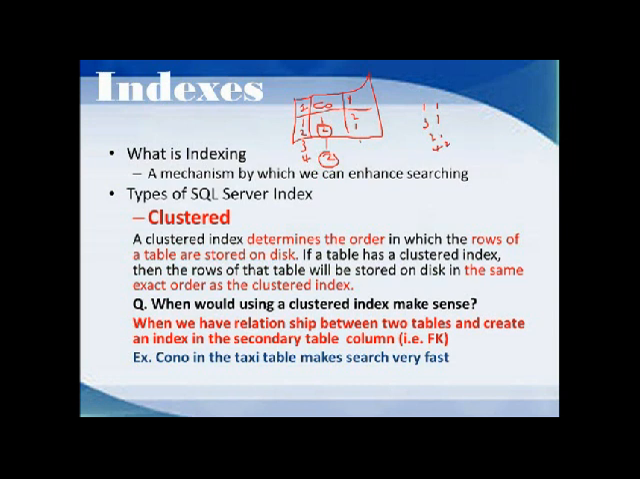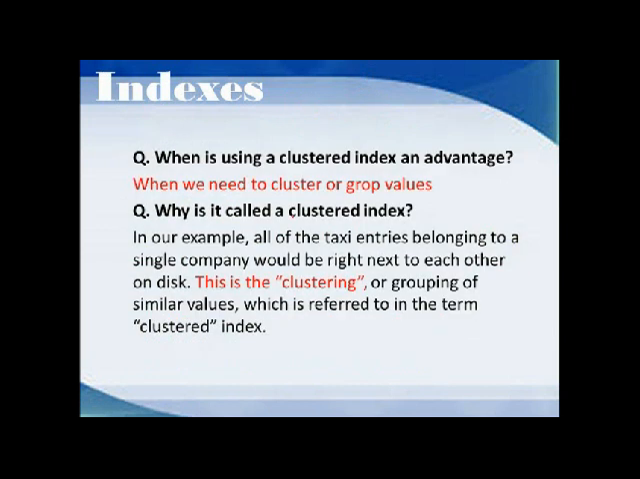If you need to cluster this for searching purposes, then when we send a search, it will automatically search by order, so it will enhance searching. So if you need to do that, we need to use a cluster index. When is using a cluster index an advantage? When we need to cluster or group values. Why is it called a cluster index? Because it is clustered, it means grouped. Because it is grouped, that is called cluster.